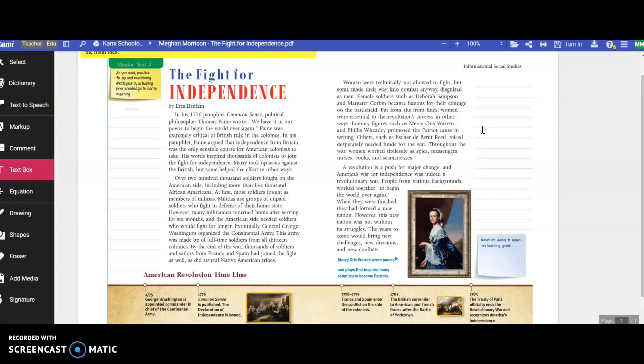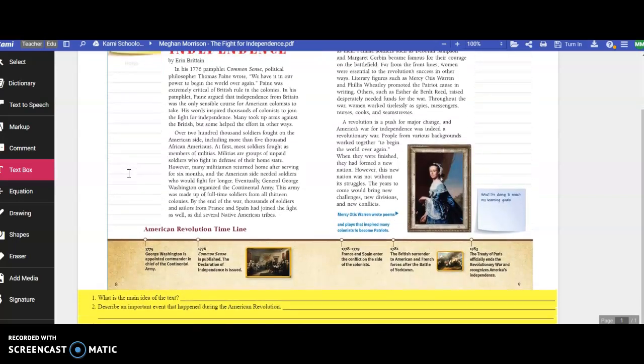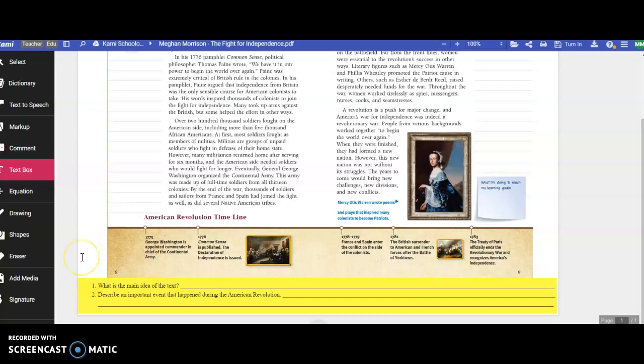Again, like Thomas Paine wrote this pamphlet that helped inspire people. That's an important detail, but it's not what the whole thing is about. So keep that in mind when you're writing the main idea. And for an important event, don't just tell me George Washington organized the army. That's true. Maybe give me a little more detail. Like, they were running out of soldiers, so George Washington paid soldiers to fight in the war. Okay, so a little more detail as much as possible.